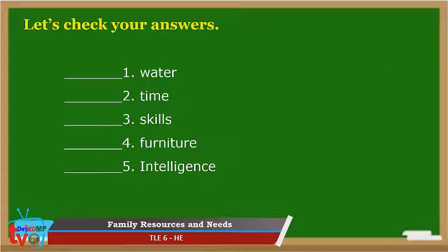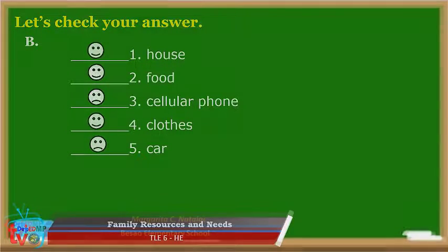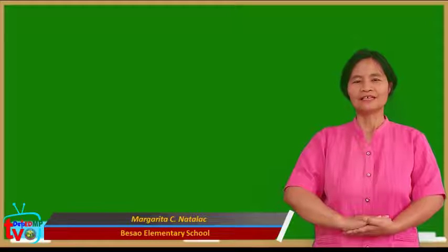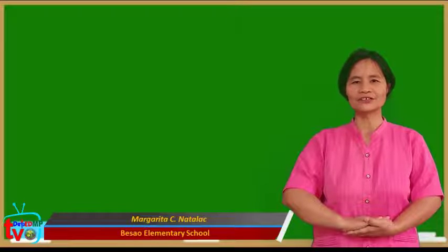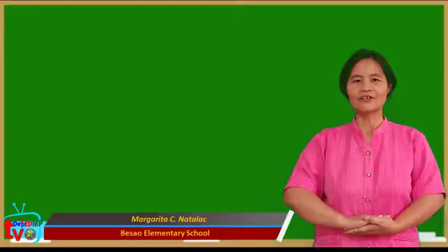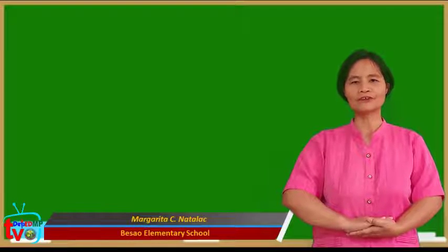Let's check your answers. For letter A, number 1, number 2, number 3, number 4, and number 5. For letter B, number 1, number 2, number 3, number 4, and number 5. If you got all the answers correct, that is outstanding. However, proceed with this video to enhance your knowledge on the lesson. If you got one or more mistakes, very good for answering the pretest, and don't worry, since this video will help you learn more about the lesson.